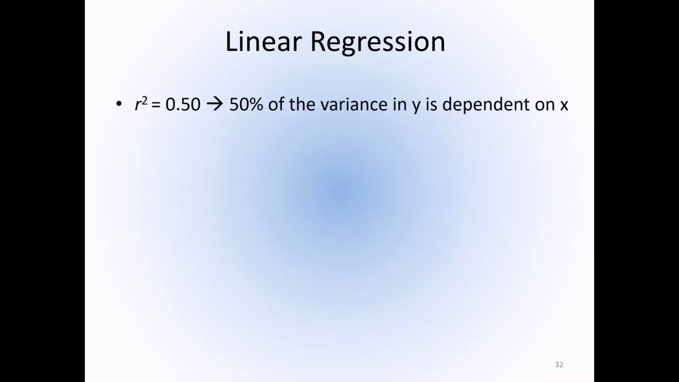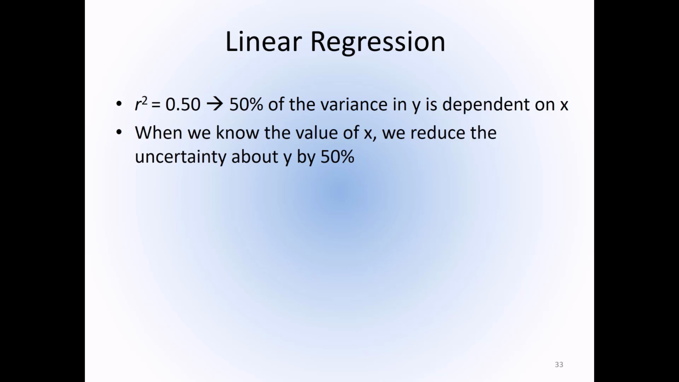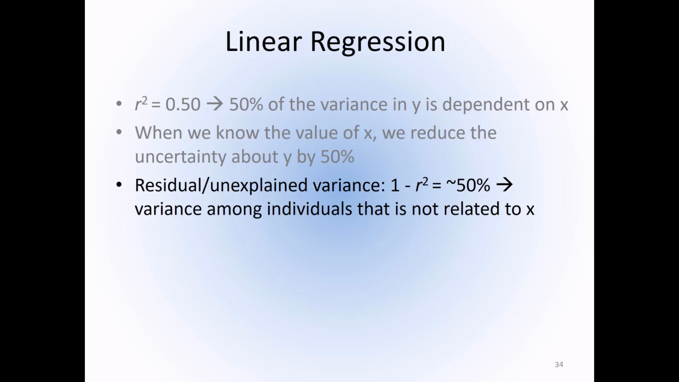So we have an r squared value of approximately 0.5. If we remember back to the correlation lectures, this means that about 50% of the variance in y is based on x. So when we know the values of x, we reduce our uncertainty in y by 50%. It seems that x is important, but we also know that 50% of the variability in y is not related to x.